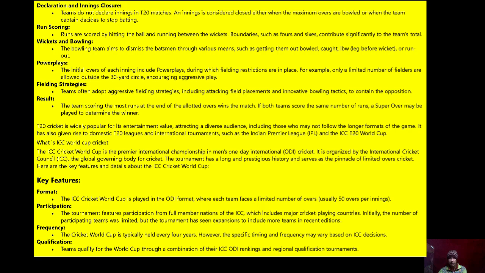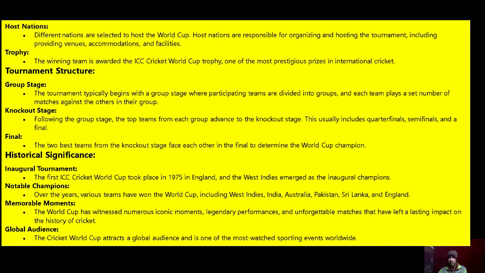Second point, brand endorsements. The IPL has become a platform for brand endorsements with companies investing heavily in sponsorships and advertising during the tournament. Next point, fan engagement.